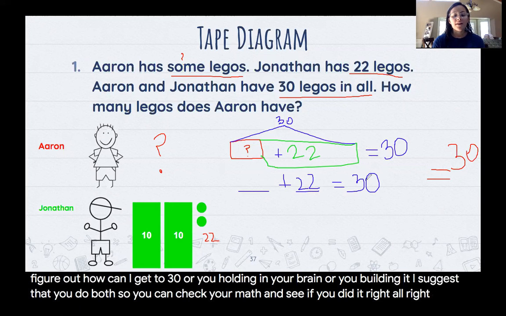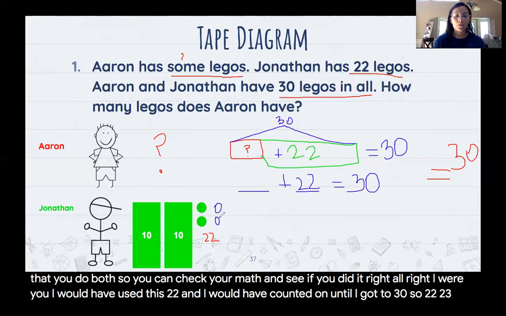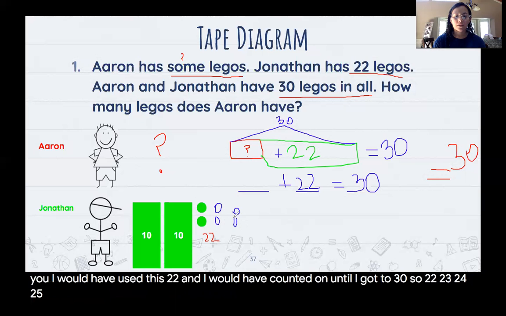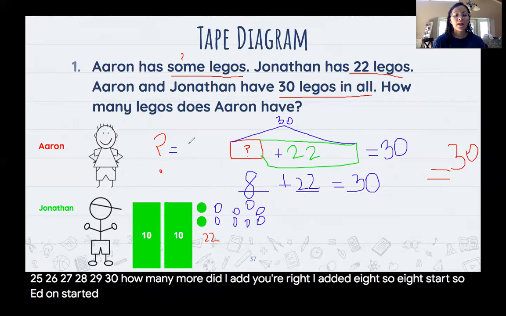All right. If I were you, I would have used this 22 and I would have counted on until I got to 30. So 22, 23, 24, 25, 26, 27, 28, 29, 30. How many more did I add? You're right, I added 8. So Edon started with 8 Legos.